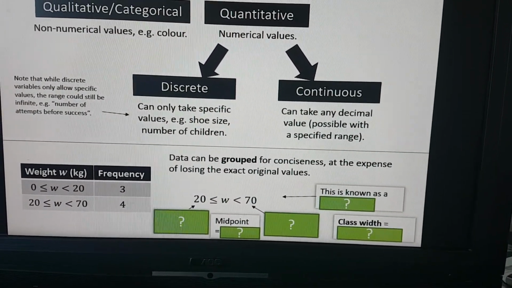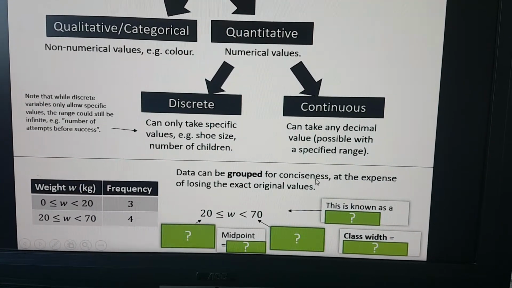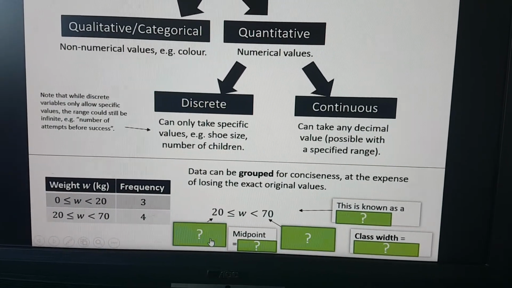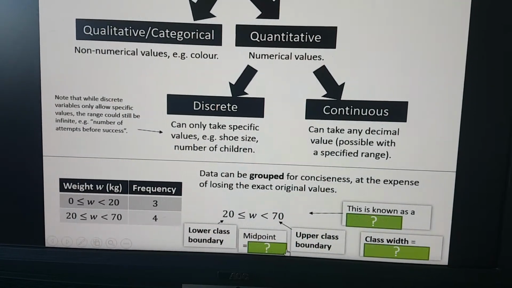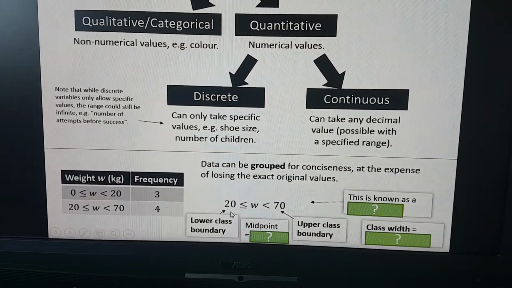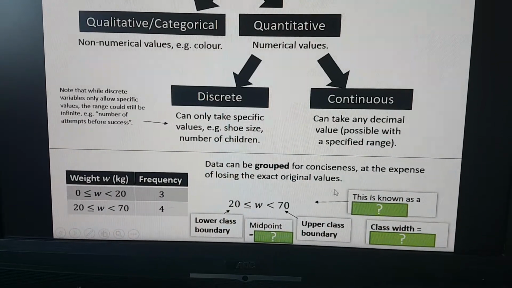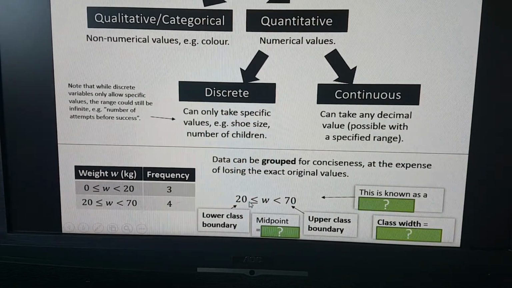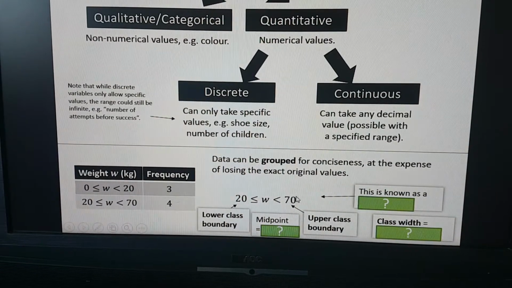We just need to know, if we have data in groups, what the midpoint is and how to find it. This one is called the lower boundary, upper boundary, and the midpoint. There are at least two methods to find it. Some people do 70 plus 20 divided by 2, which is 45, which is right. Others do 70 minus 20, which is 50, and divide by 2, and then add it to 20 or subtract it from 70.